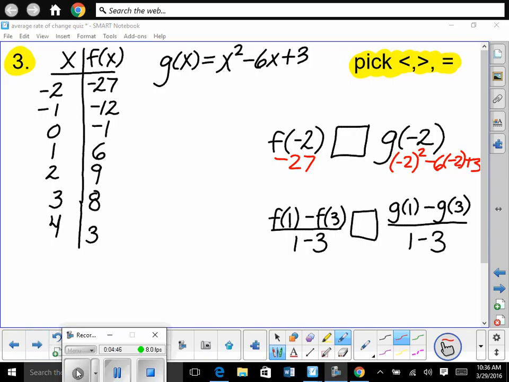19. We got 19. That is correct. So what's larger, -27 or 19? 19. Questions on that? So you say 19 is greater. Okay, the next one, it says f of 1 minus f of 3 all over 1 minus 3.